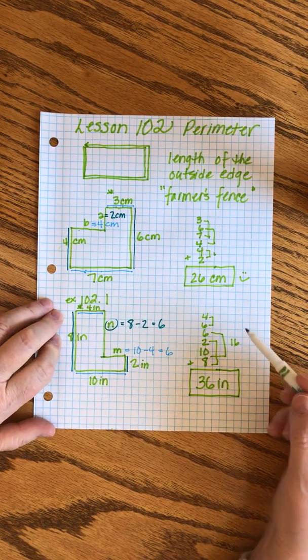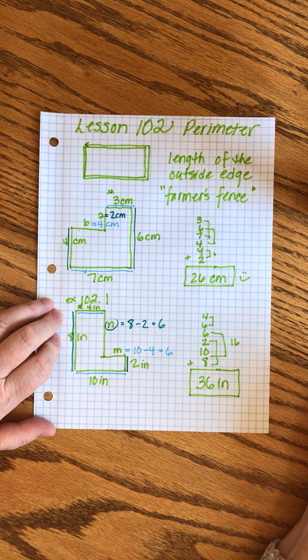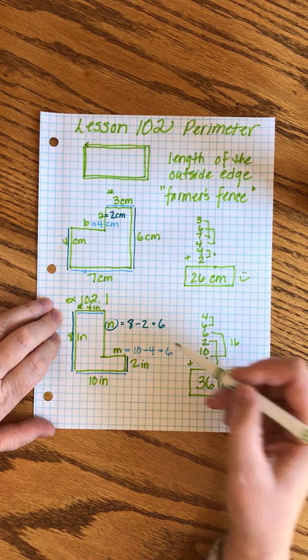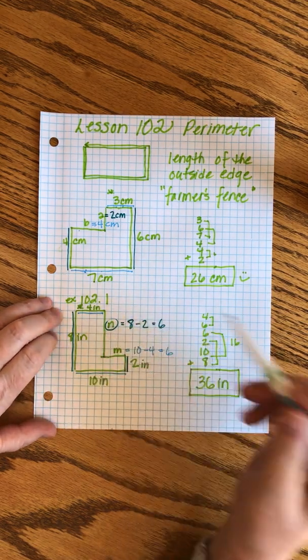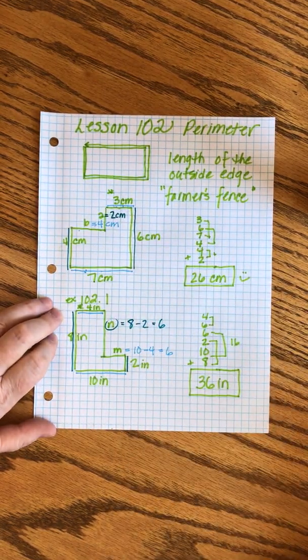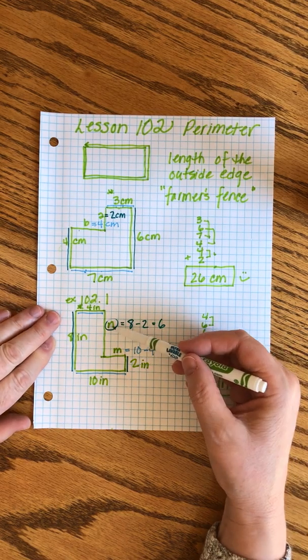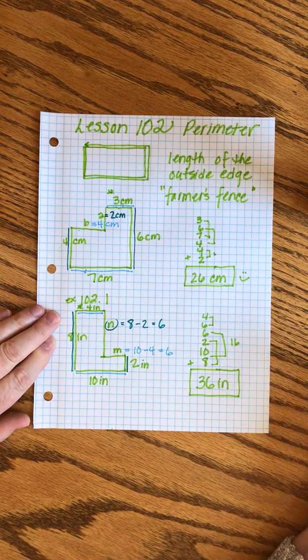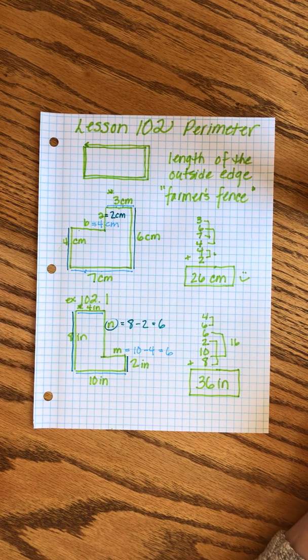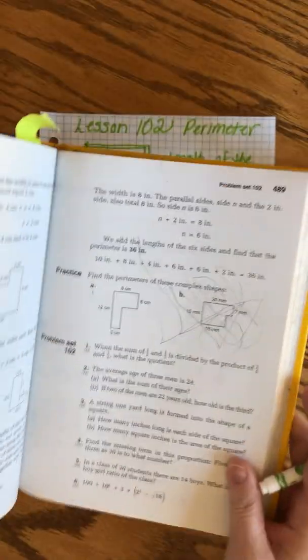Okay, notice that because we're just measuring length, there's no squares in this or anything like that. It's just plain inches. It's 36 inches around the edge of this shape. It's 26 centimeters around the edge of that one. Okay, so that is how we deal with perimeters when not all the information is given and we need to fill in the blanks. Lesson 102 is history. Good job, you guys. Oh, let me just look at the homework.